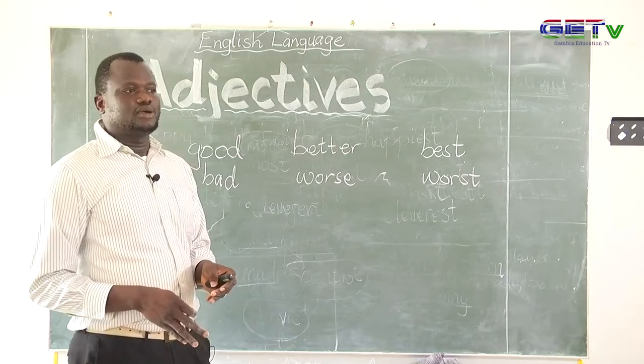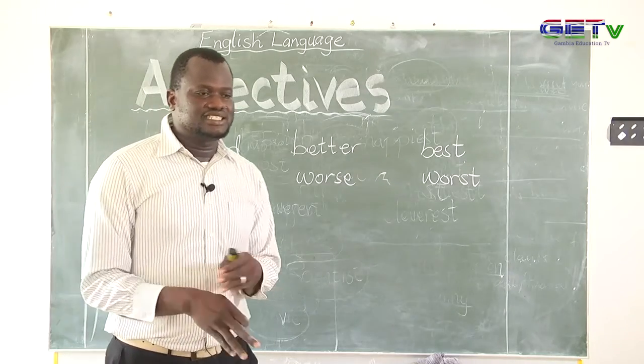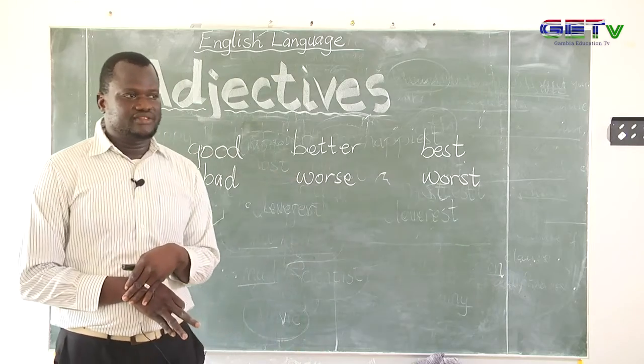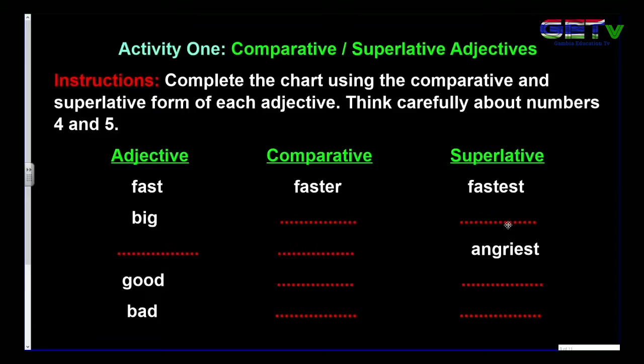Now, I have an activity for you that we are going to look at together, and in this activity, the instruction says, complete the chart using the comparative and the superlative form of each adjective. Think carefully about numbers 4 and 5. And here in the chart, the first adjective has been done for you, that is fast, faster, fastest. Here, for the comparative, you add ER. For the superlative, you add EST.